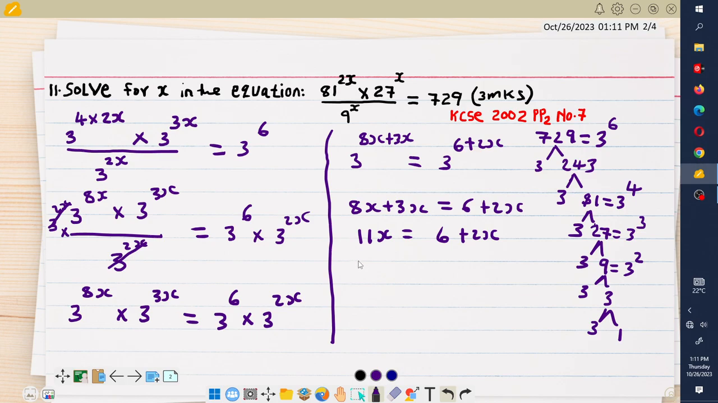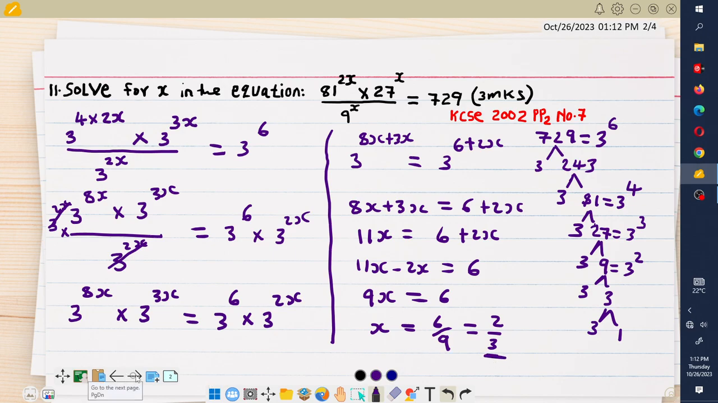So 11x minus 2x will be equal to 6. Therefore 11 minus 2 gives 9x, which is equal to 6. Therefore the value of x will be equal to 6 divided by 9. If you simplify this by 3, 3 goes into 6 two times, and 3 into 9 three times. So the value of x will be equal to 2/3.